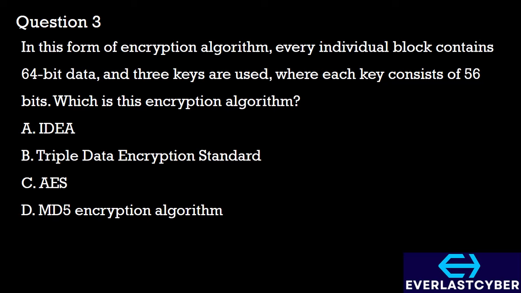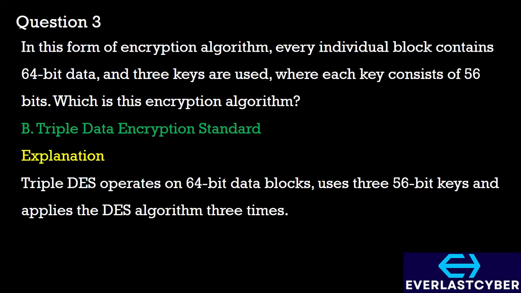So with respect to the question, the correct option will be option B. The Triple Data Encryption Standard contains 64-bit data, 3 keys are used, and each of the keys consists of 56 bits.